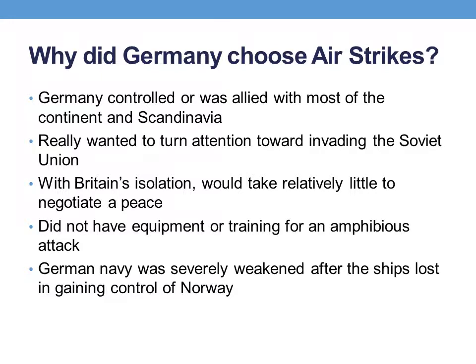One of the things, of course, we said is that Germany lost a significant number of ships in order to gain control of Norway. And so, yes, they got control of Norway and their iron and such, but that meant that they didn't have enough naval support to be able to launch a full naval attack.